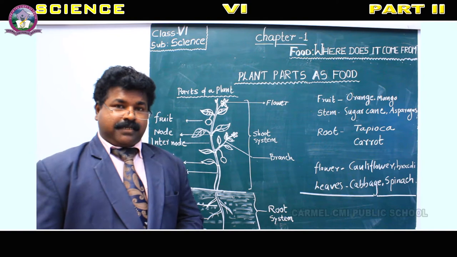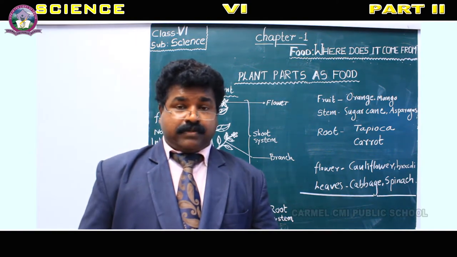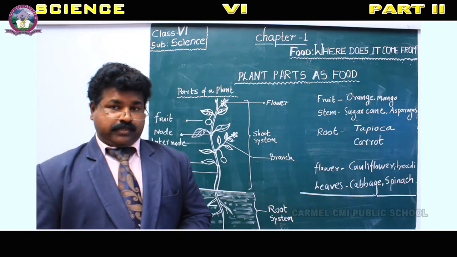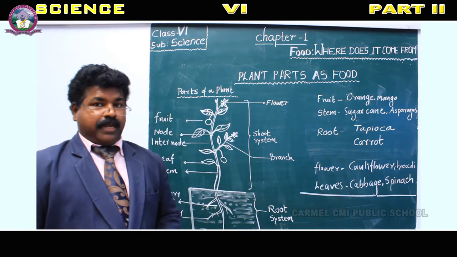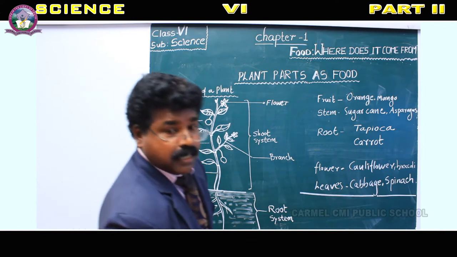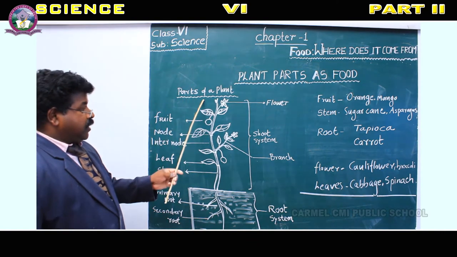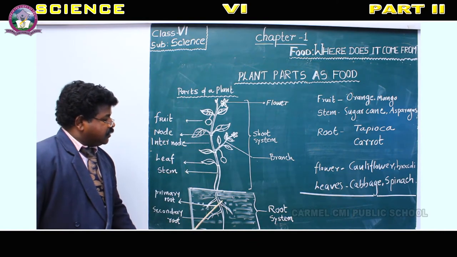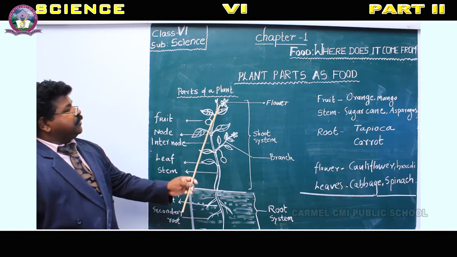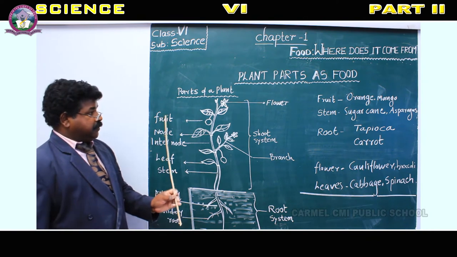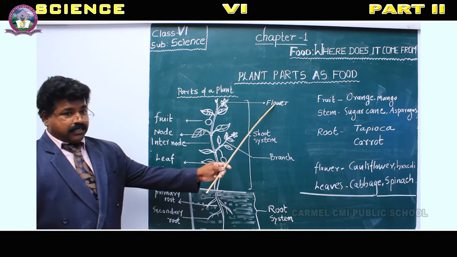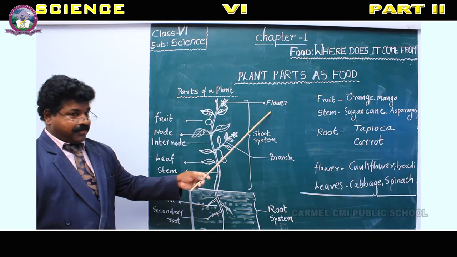In a plant, there are many parts which can be used as food. So before going to that, let us see what are the different parts of a plant. So you can see in the picture, this plant, you can observe, many parts are there in the plant. The first part which you can observe here is the flower.